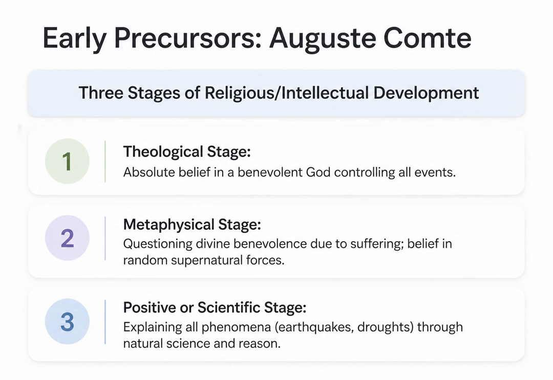The third precursor is Auguste Comte, the father of sociology. He focused on intellectual development, proposing three stages. First, the theological stage, where people believe a benevolent God controls absolutely everything. But as society experiences innocent suffering, like war or crime, they move to the metaphysical stage. Here, they still believe in supernatural powers, but question if those powers are actually benevolent. Finally, society reaches the positive or scientific stage, where supernatural explanations are abandoned entirely, and phenomena like earthquakes or plagues are explained purely through natural science and reason.